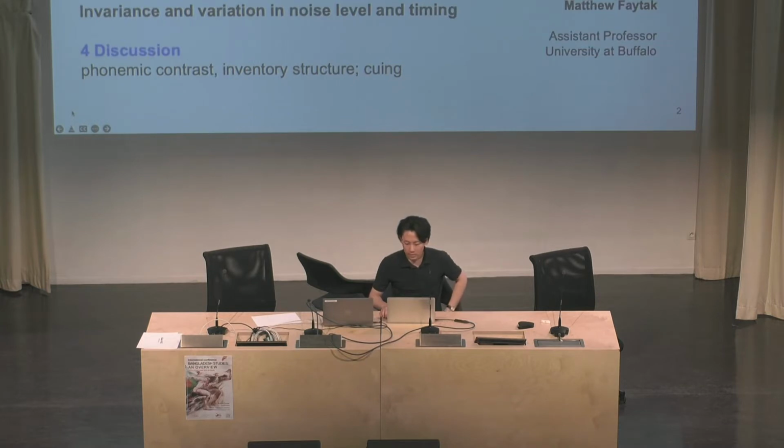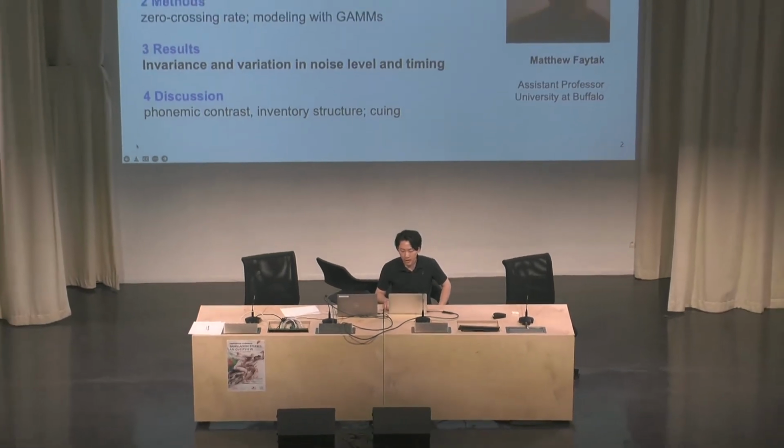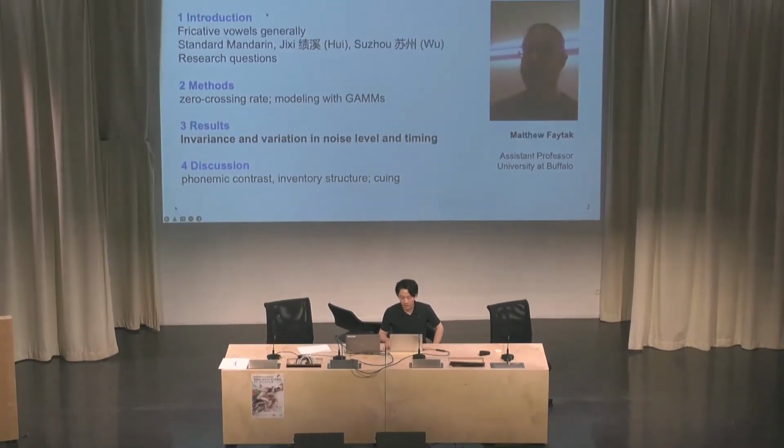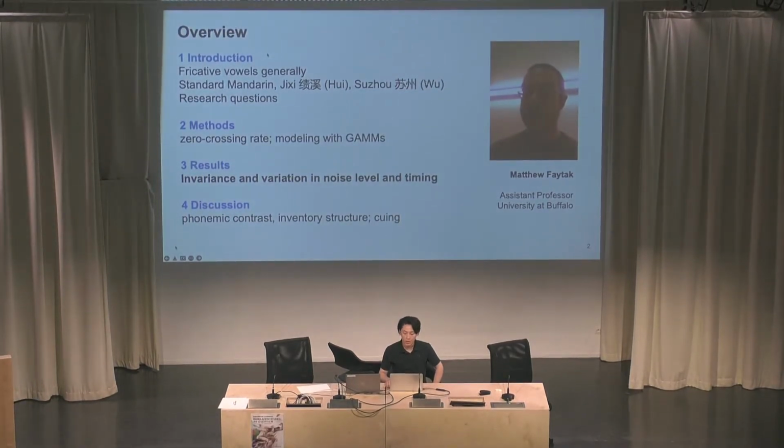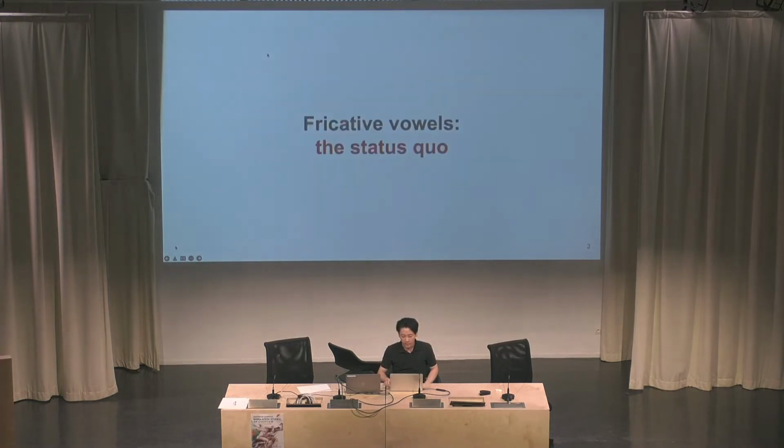So our talk today provides evidence that the so-called fricative vowels do involve the production of supralaryngeal frication noise as part of the articulation of the vowel, and proposes that the noise target can vary from language to language. This is a joint work with my colleague Matthew Fatak. We will present some basic descriptive issues here.